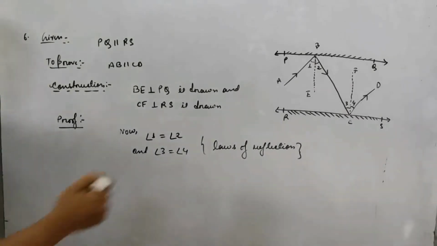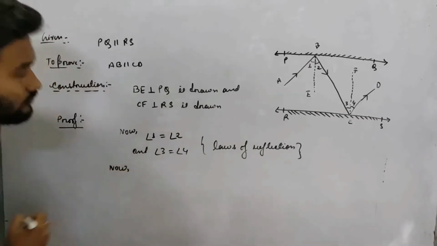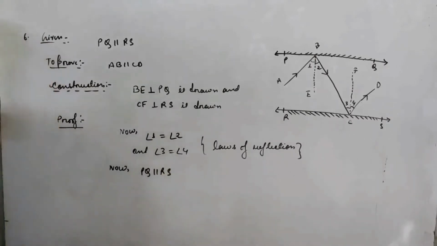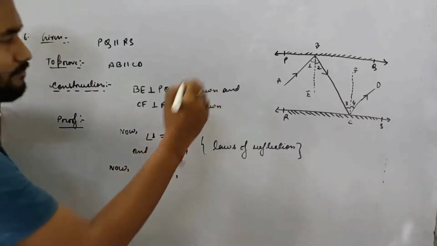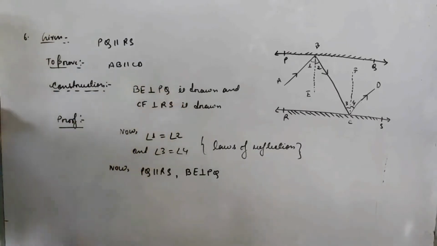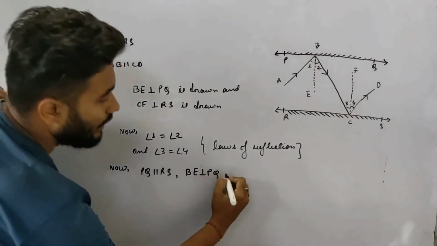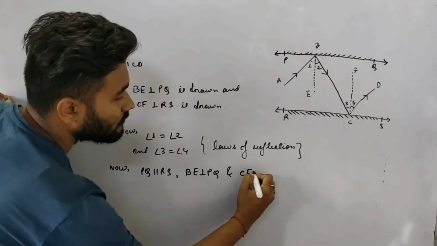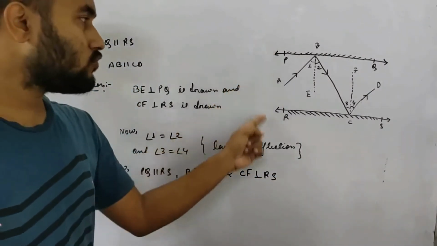So now we have to write this: PQ parallel to RS, comma, BE perpendicular to PQ. By construction we have said that BE is perpendicular to PQ, and CF is perpendicular to RS. So what we can conclude now, that these two are parallel, this is perpendicular to this and this is perpendicular to this.